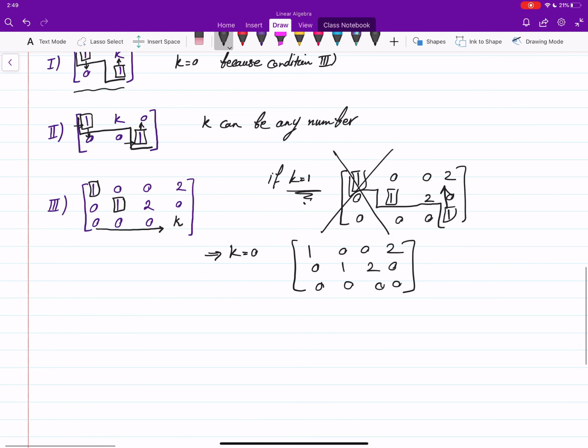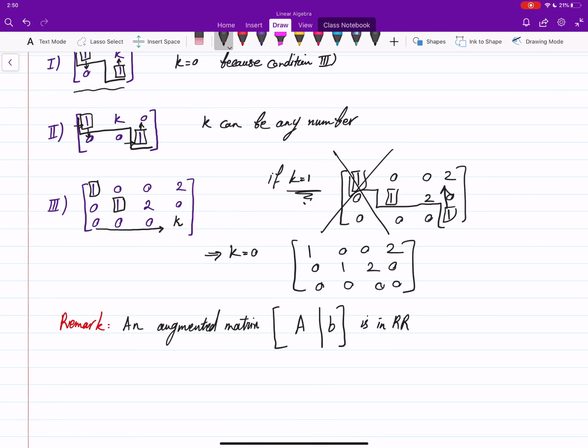While we are working with matrices, how about augmented matrices? Let me just remark on augmented matrices. Remember, in an augmented matrix we have the coefficient part A and then the constant term part B. We separate them by a line. It is in row reduced echelon form if the coefficient part is in row reduced echelon form. We just ignore the part B.